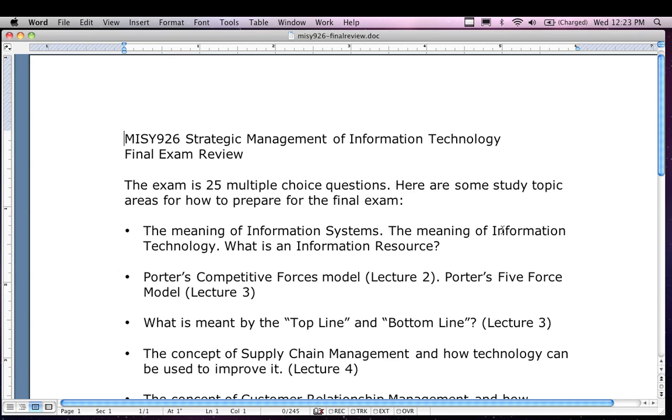Okay, let's get started. So you're here for the Strategic Management of Information Technology Final Exam Review. The exam is worth 25 points. It is multiple choice. There are 25 multiple choice questions, each of them worth 1 point. You have, or will have, over 2 hours, probably 3. It can actually take as long as you want. I don't think it's going to take you more than an hour, maybe an hour and a half.